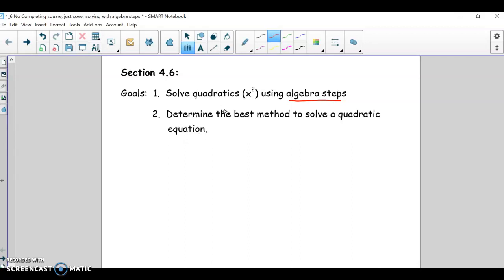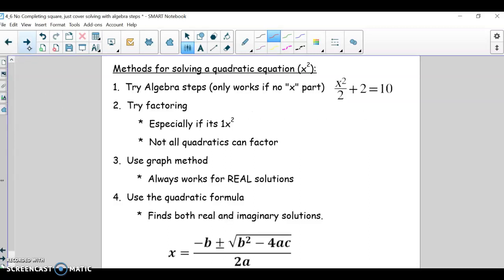And then we're going to determine which of those three methods is best for solving a quadratic equation, right? One of the reasons why we have multiple methods is sometimes one method is easier than the other. So this is a big, huge summary of what we're doing in the second part of chapter 4. Here are your methods for solving an x squared, and this is honestly the order I would go in.